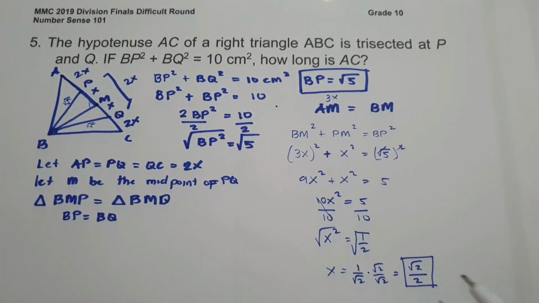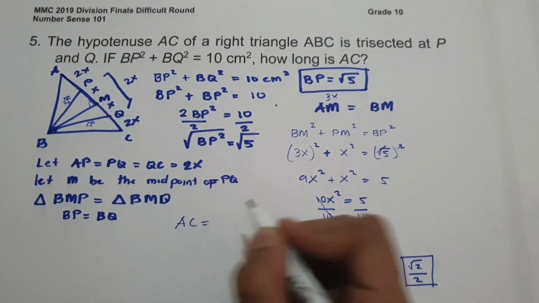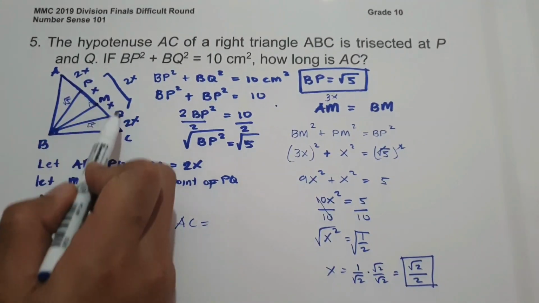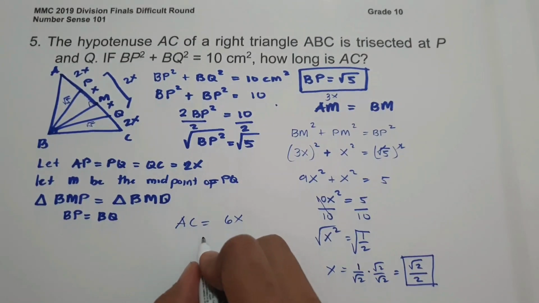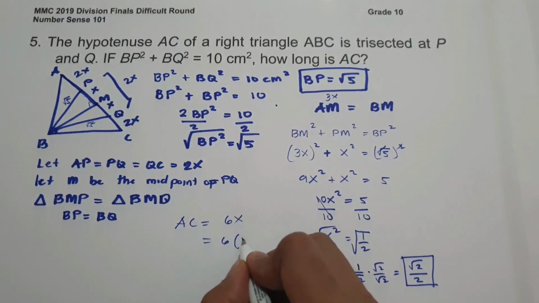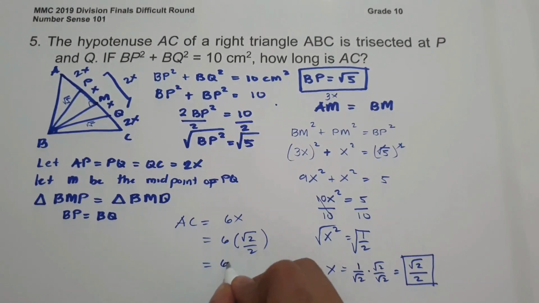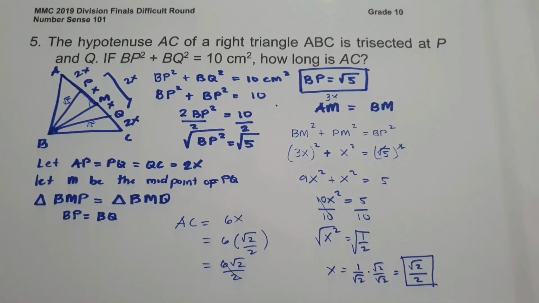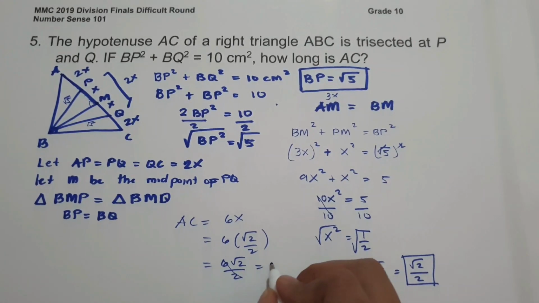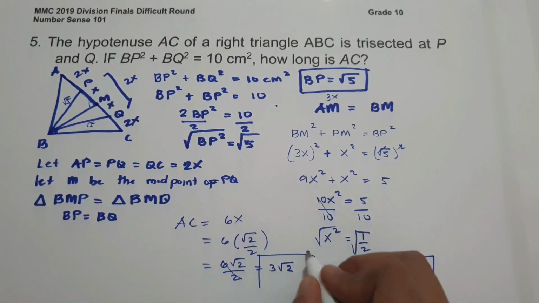And then let us substitute the value of x to find AC. Since AC is 2x plus 2x plus 2x, we have 6x. And the value of x is square root of 2 over 2. So we have 6 square root of 2 over 2. Let us divide this one. 6 divided by 2, that is 3 square root of 2. So this will be our answer.